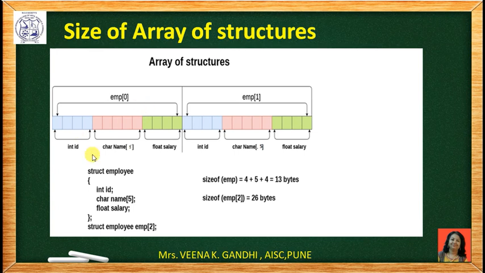Now in employee 0, ID is of integer type, so it requires 4 bytes under a 32-bit compiler. And name is a character array of 5 elements, so 5 bytes for the name. And salary is a float type, so 4 bytes are required for salary. So the size of a single element is 4 plus 5 plus 4, 13 bytes. Now there are 2 elements, employee 0 and employee 1, so it requires 26 bytes of memory.